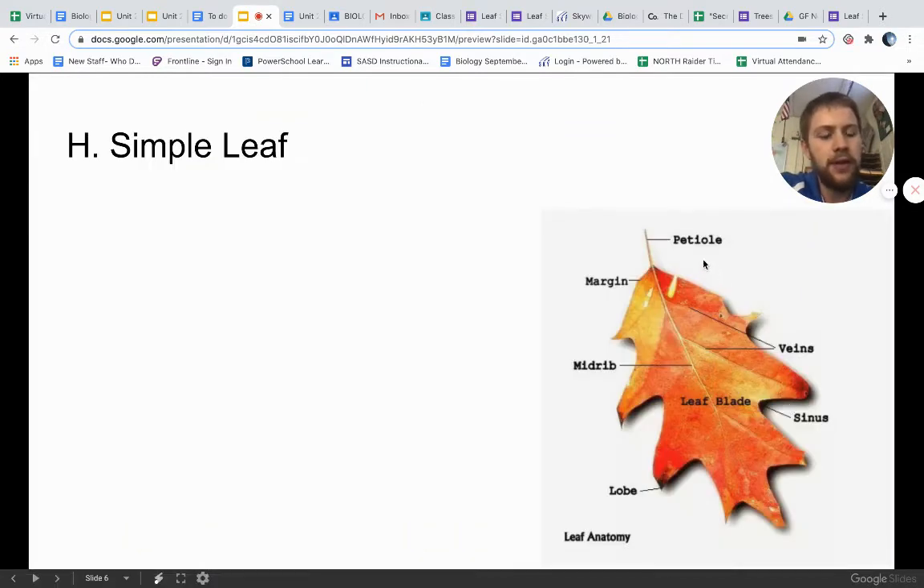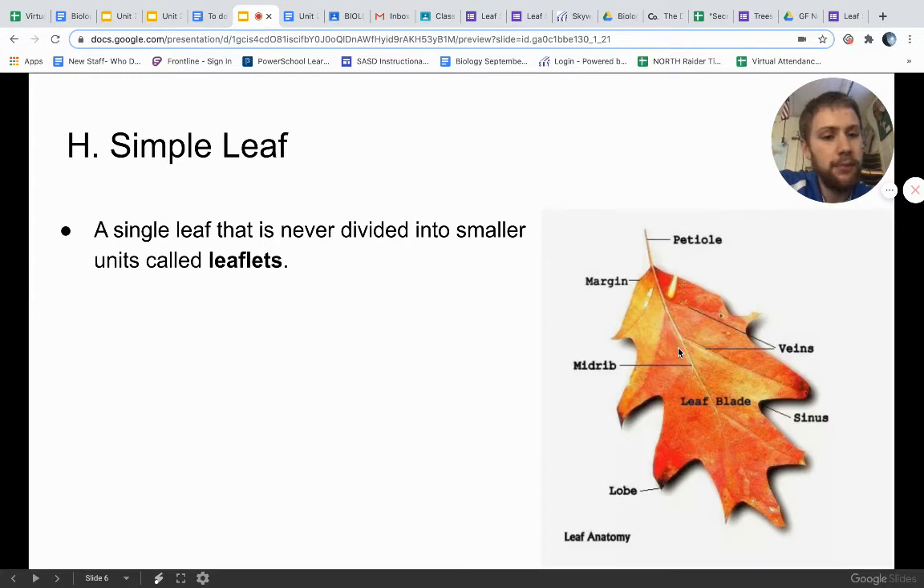The first group being a simple leaf. So many different leaves like this red oak or like a maple, for example, or an elm or a birch would fall into the category of simple leaves. They are very simple to describe, and essentially they only have one single leaf blade. So it's a single leaf that is never divided into smaller units called leaflets. Leaflets are smaller, subdivided pieces of leaves all attached to that same petiole, essentially.